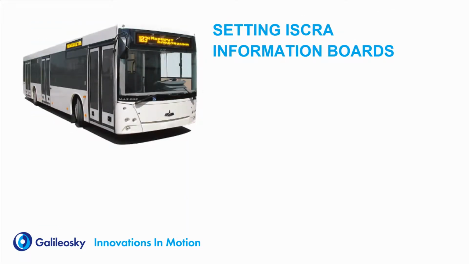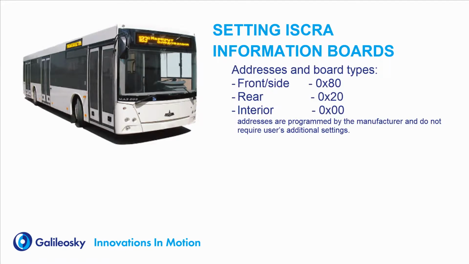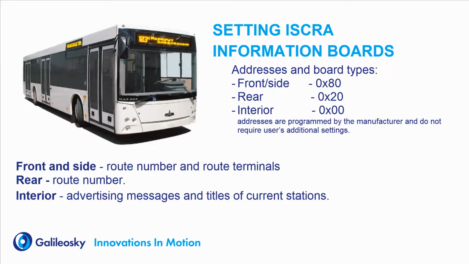There are 3 types of ISCRA information boards: front and side, rear, and interior. Front and side boards show the same information: route number in the left part of the board, the first station title in the upper line, and the last station title in the lower line. The rear board shows only the route number. The interior board shows advertising messages and the titles of the current stations. In comparison with ITLINE, addresses of ISCRA boards are programmed by the manufacturer and don't need any additional settings from the user.